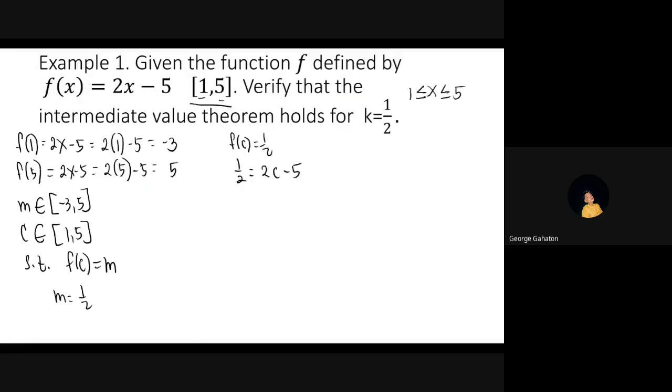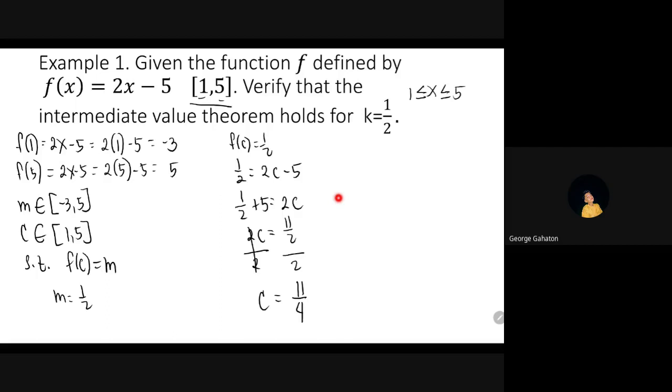Then solving for c, we will be having 1/2 plus 5 is equal to 2c. Then 2c here is 1/2 plus 5. That will give us 10 plus 1, that's 11 over 2. Dividing both sides by 2 to eliminate the 2 in 2c, then 11 over 2 divided by 2 is 11 over 4. So our c there is 11 over 4.